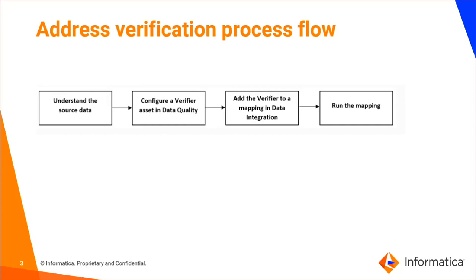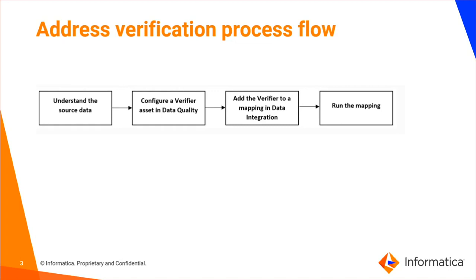Let's discuss the address verification process flow. In that process flow, first of all, we have to identify what the data source is. It can be a relational database format. This incoming source can be a file, it can be anything which is readable within ICS.